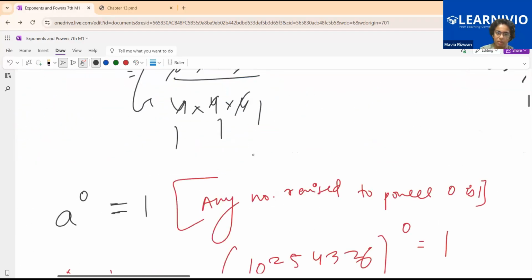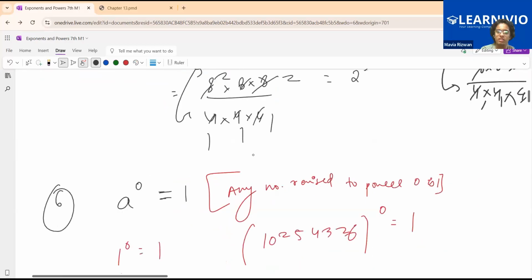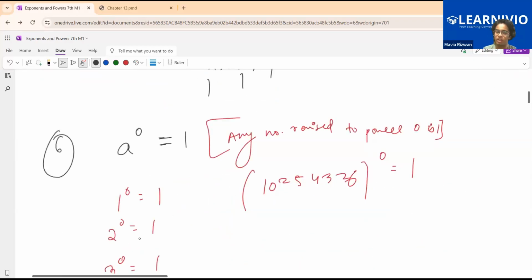The next one is anything raised to the power 0 is 1. Okay, so 1 raised to the power 0 is 1. 2 raised to the power 0 is 1. Even such a big number raised to the power 0 is 1. Very simple, the easiest law. The value of it is 1.